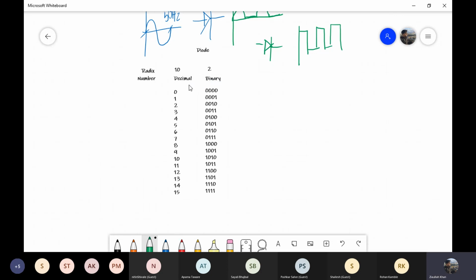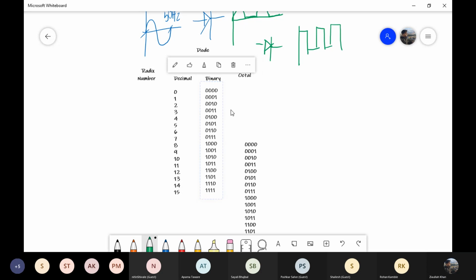Right? But then these are not the only number systems. There are at least 2 more popular number systems as well. The radix of this number system is 8, and it is called the octal number system. So octal is going to have 8 unique digits.